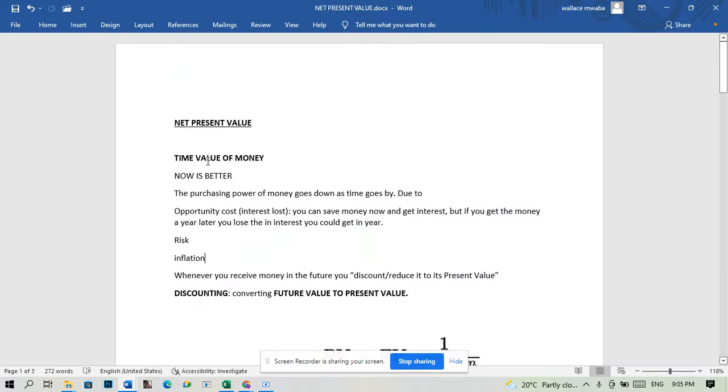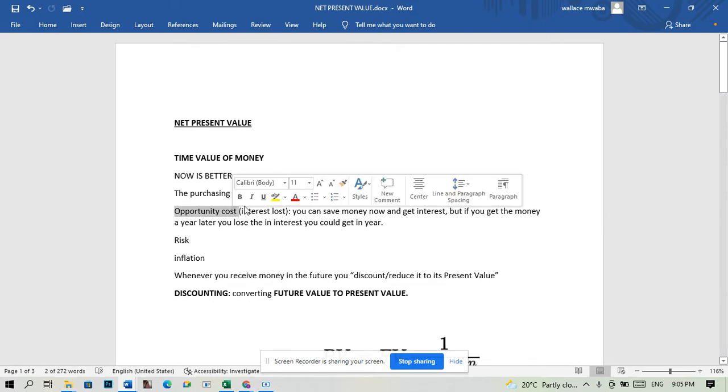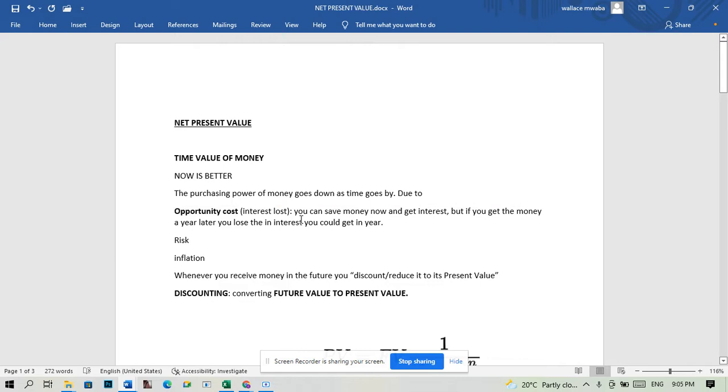Right. Before we can look at the net present value, we have to look at the time value of money. Basically, the concept of the time value of money is that now is better, because as time goes by, the purchasing power of money reduces. This can be due to an opportunity cost. You can save the money right now. If I give you money right now, you can save it and earn interest rather than being given the same money at a later date, maybe let's say a year from now.